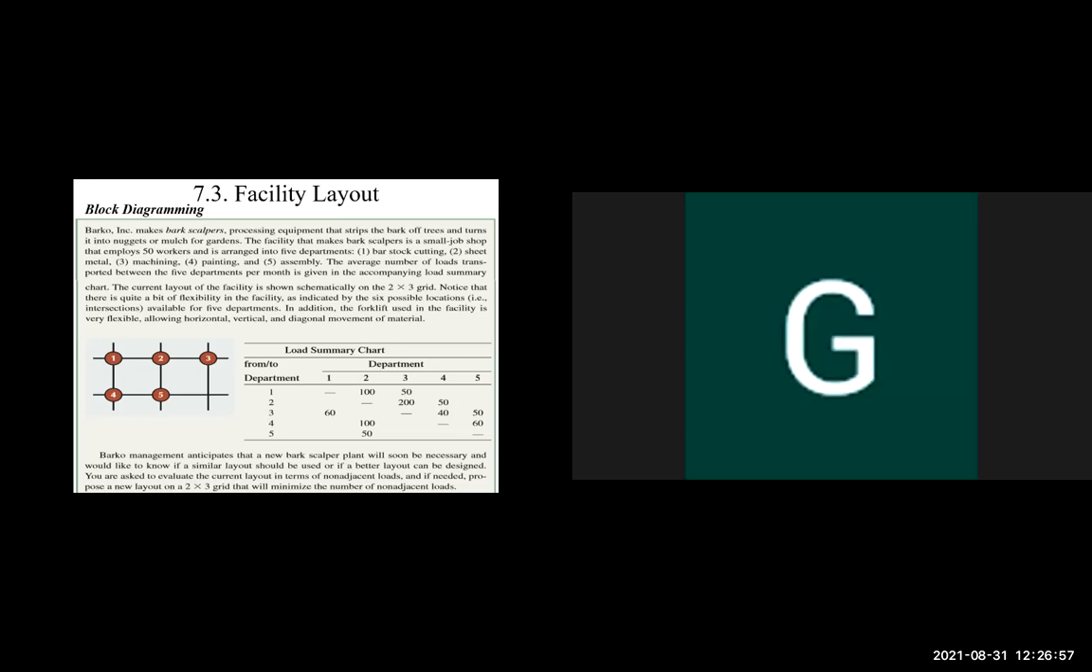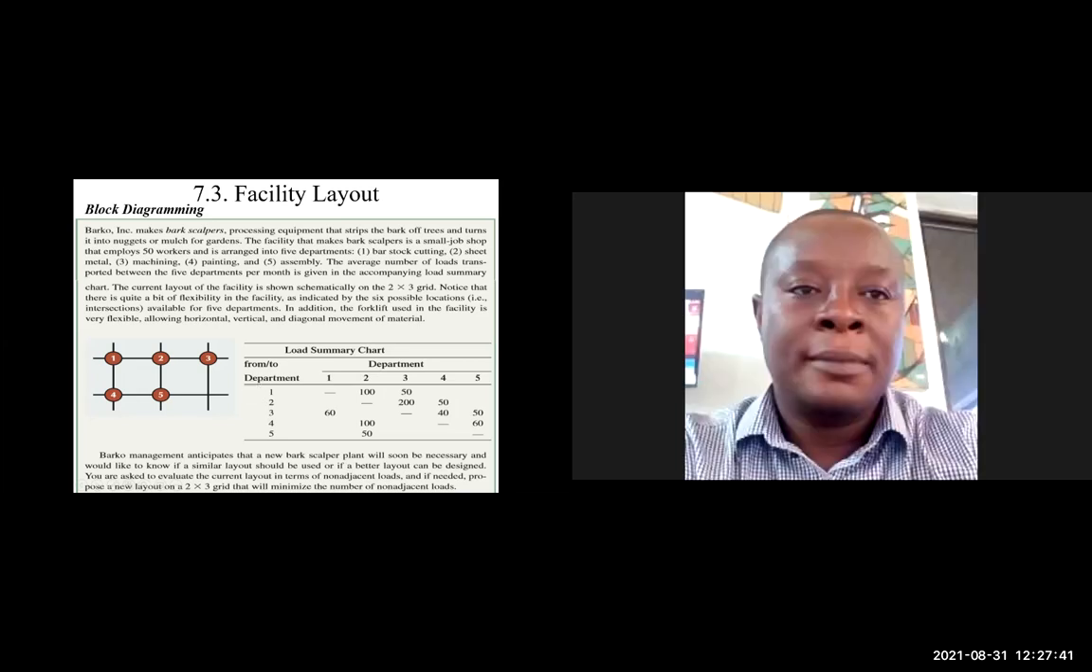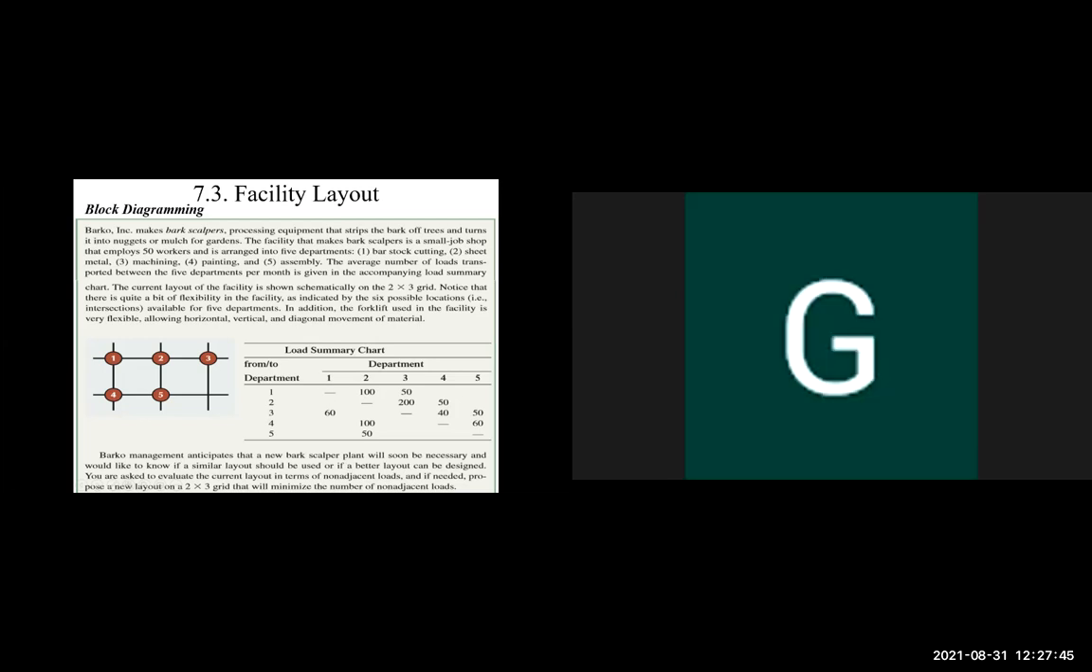Baco Incorporated makes bark scalpers, processing equipment that strips the bark of trees and turns it into nuggets or mulch for gardens. The facility that makes bark scalpers is a small job shop that employs 50 workers and is arranged into five departments. One, bar stock cutting. Two, sheet metal. Three, machining. Four, painting. And five, assembly. The average number of loads transported between the five departments per month is given in the accompanying load summary. Hold on. This is the load summary chart. Okay. Carry on. Okay. So the current layout of the facility is shown schematically on the 2-by-3 grid.